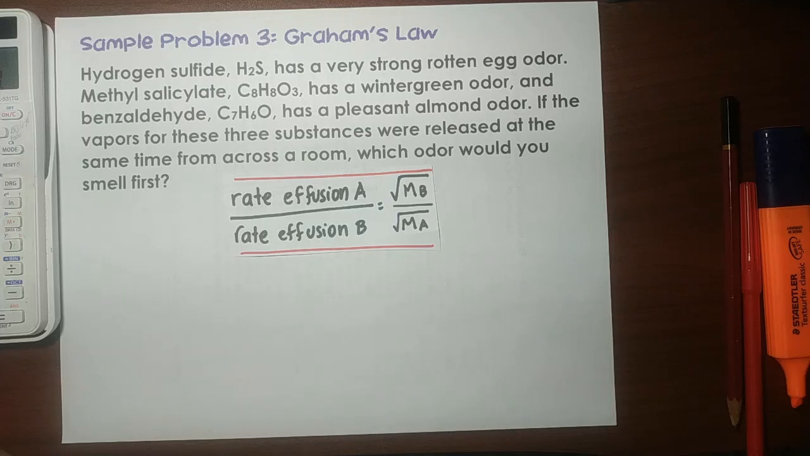Now let's take a look at this example. Hydrogen sulfide, H2S, has a very strong rotting egg odor. Methyl salicylate, C8H8O3, has a wintergreen odor, and benzaldehyde, C7H6O, has a pleasant almond odor. If the vapors of these three substances were released at the same time from across a room, which odor would you smell first?